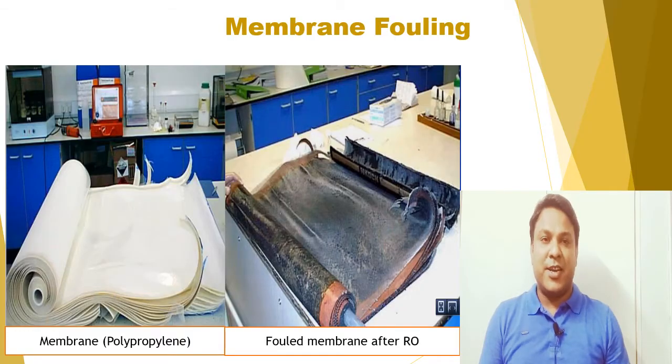Here in this diagram, fouling of a polypropylene membrane used as a reverse osmosis membrane has been shown before and after the application. You may see the difference between both these membranes. One of these membranes is before the application and one is after the application. Here are some more diagrams that represent the fouling in case of colloidal fouling as well as biofouling.